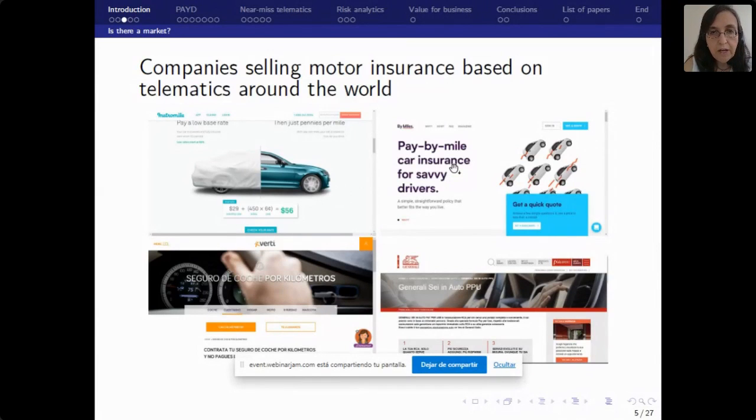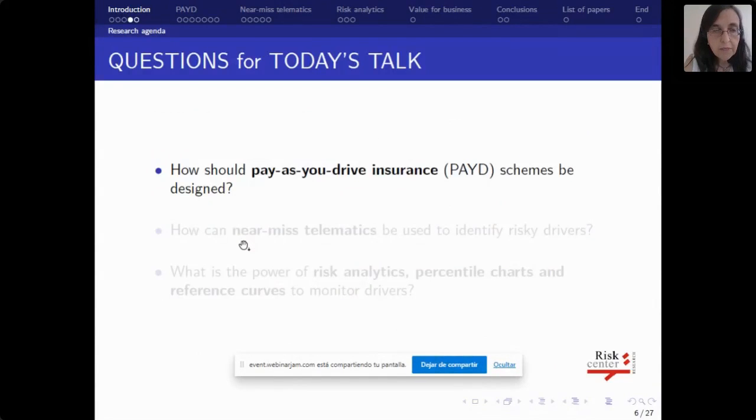Similar product, we can find it in the UK, and it's by miles. There are other companies. You can also buy it in Generali, in Spain. Verti, it's a company that has been doing this for longer. Okay, so what are the questions that I want to address in today's talk? The first question is, how should these pay-as-you-drive insurance schemes be designed? Are they correctly designed? Because they are being sold, and we can really go and buy one of those types of insurance. Okay, are they designed correctly?